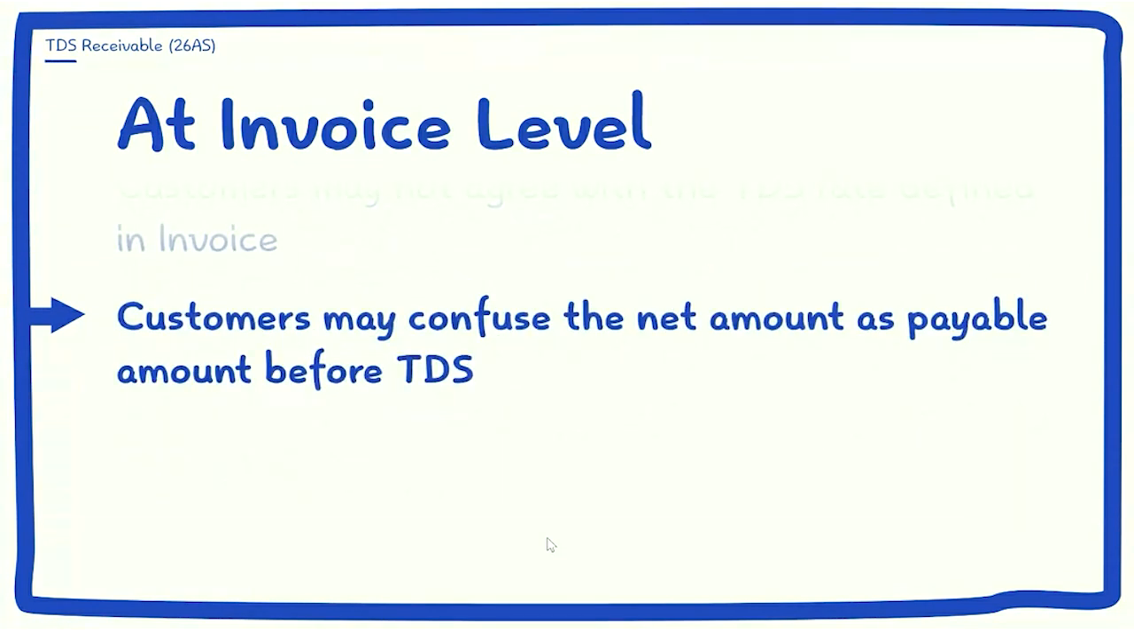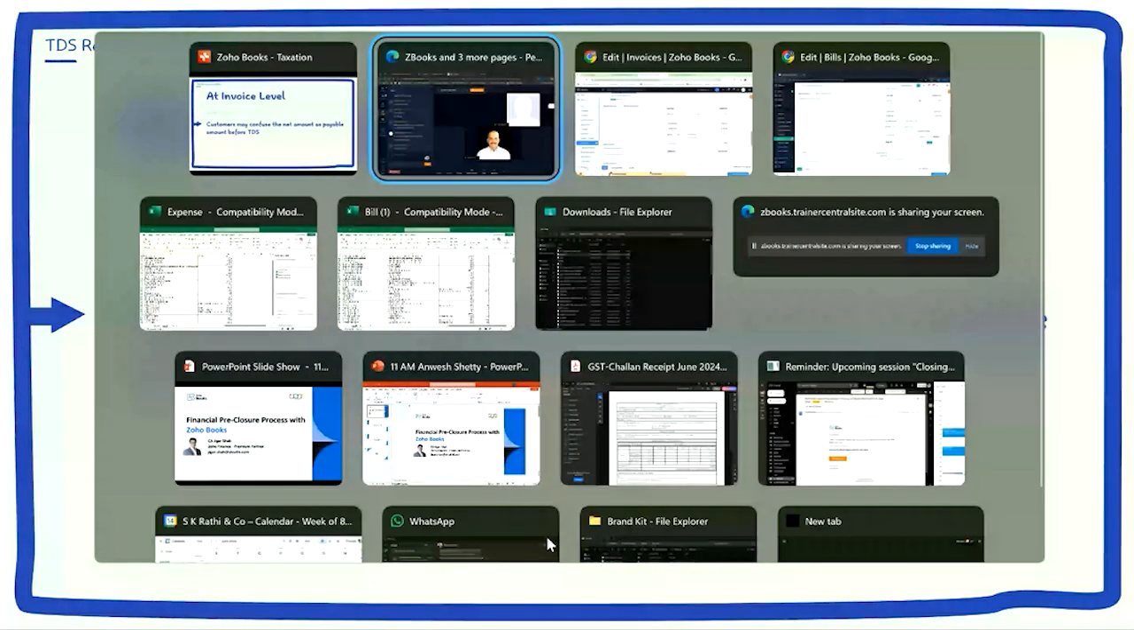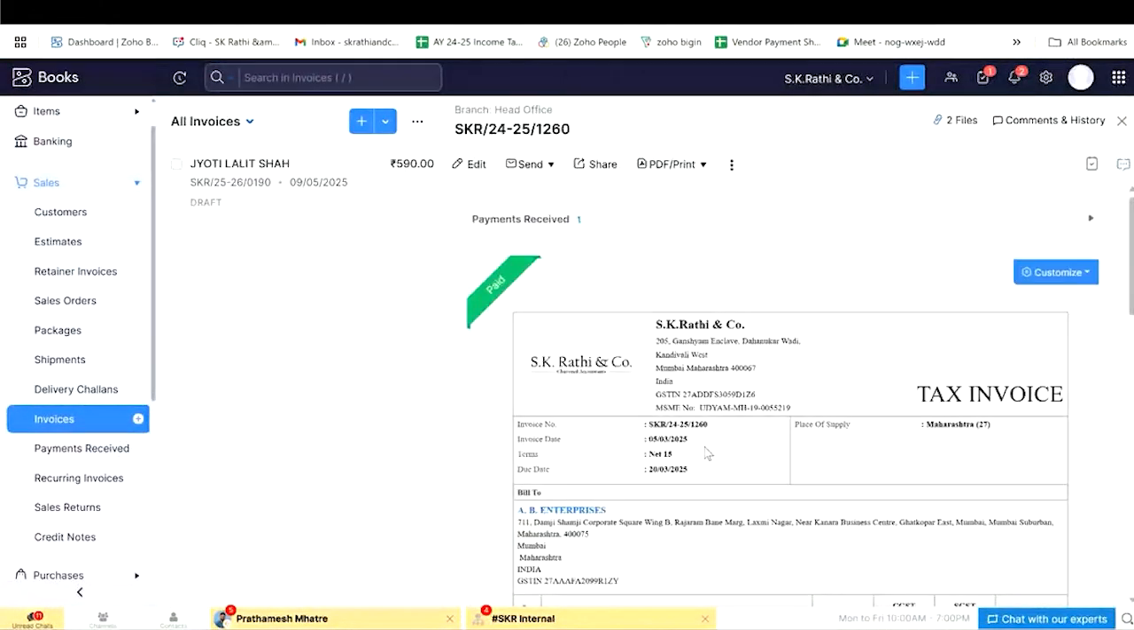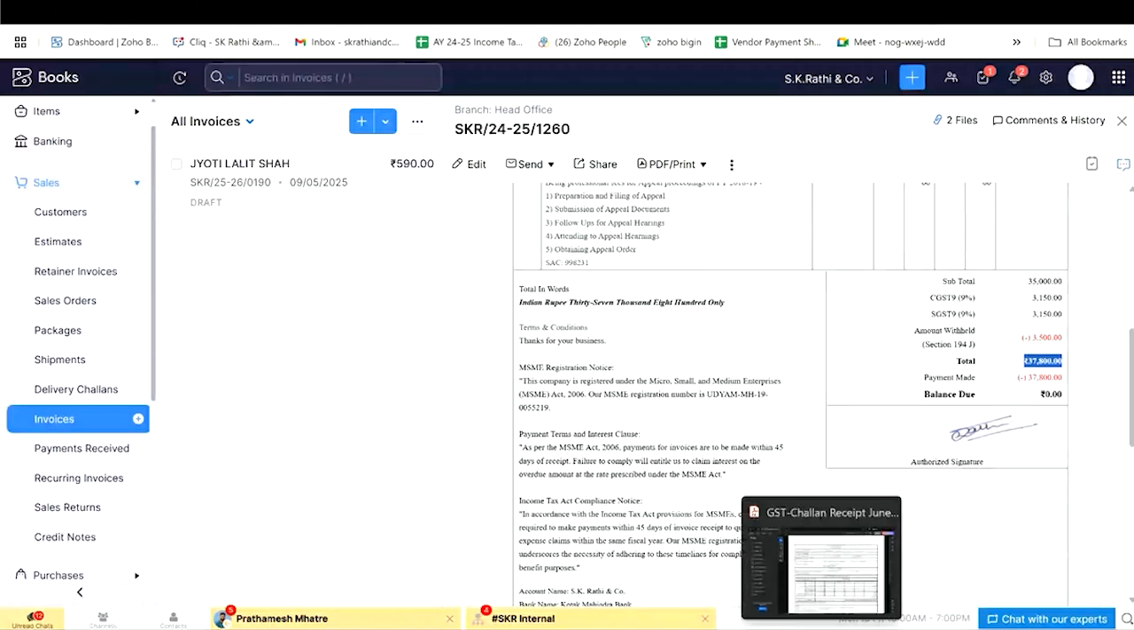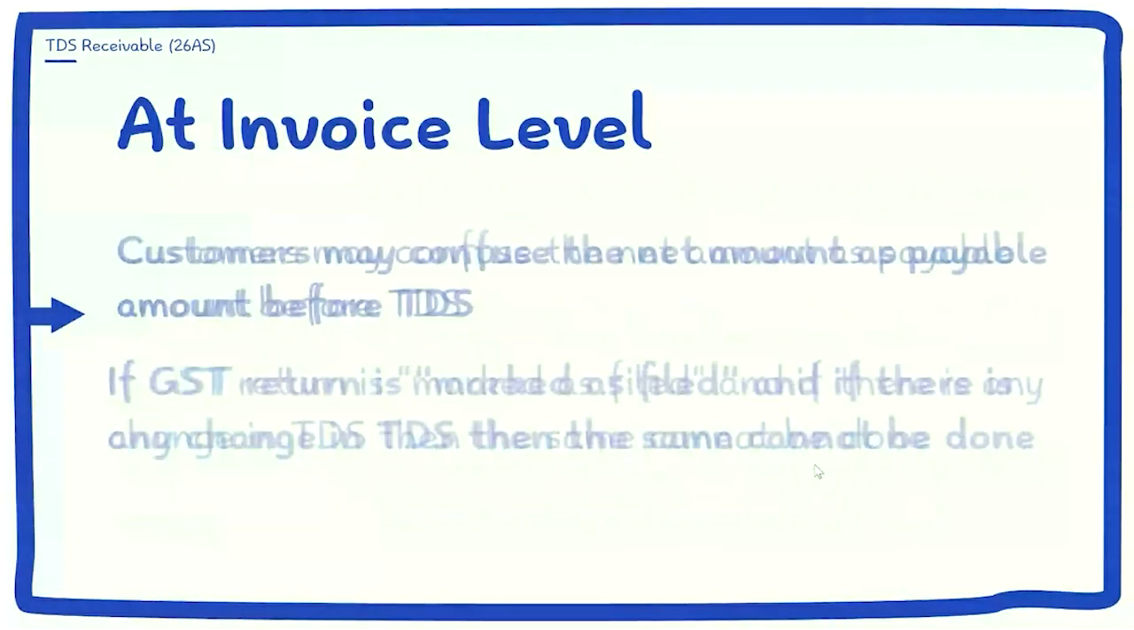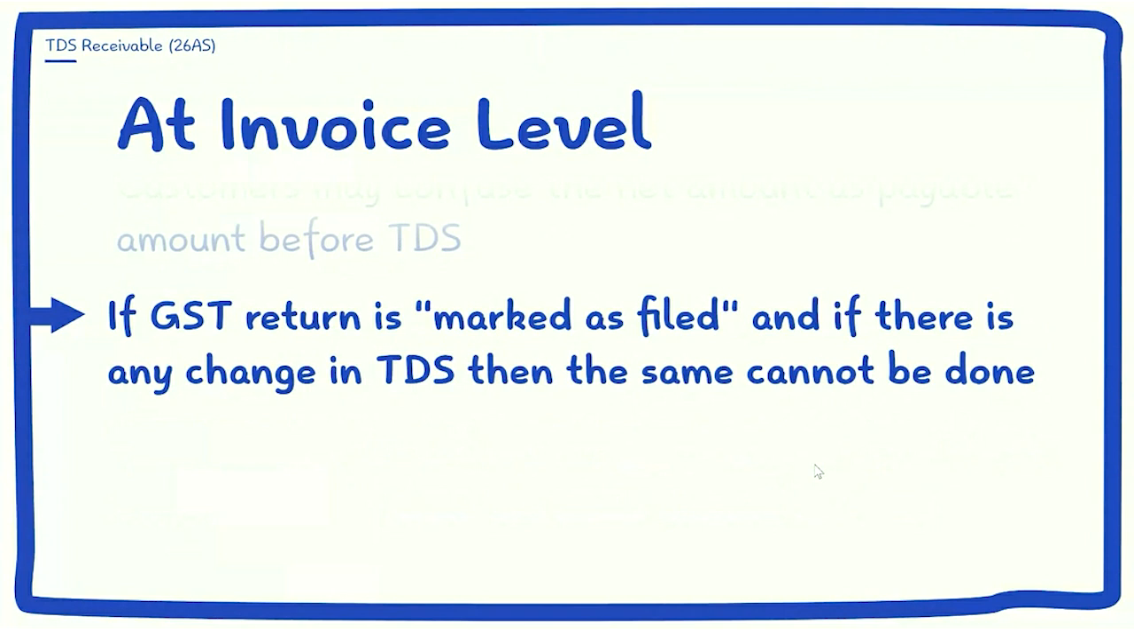Second is, I have seen apprehensions wherein if you send a bill like this in PDF to your customer, then for some reason they would assume that 37,800 is the amount and they have to do TDS on this amount. So once again, this creates confusion, right? And then if you have marked your GST return as filed and if there is any change in TDS, then you cannot make that change because your invoice is locked. So these are some challenges at invoice level.